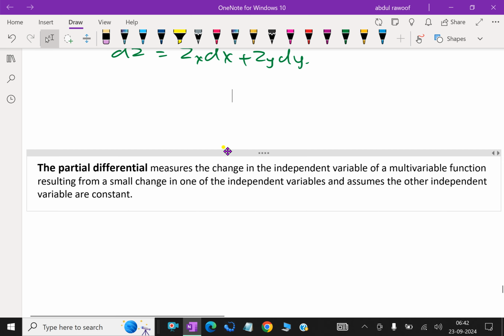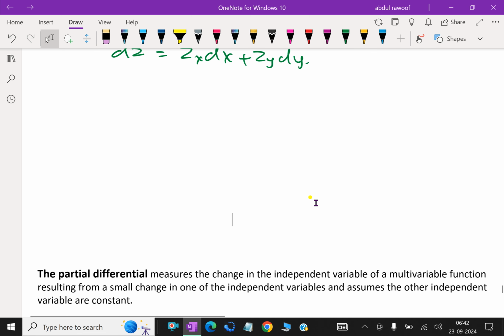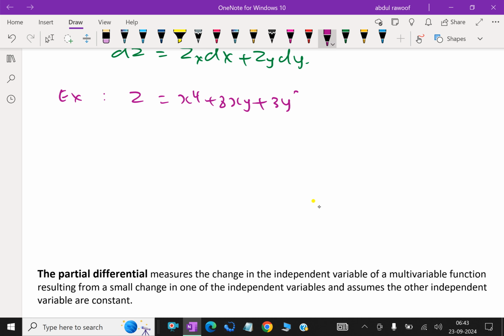Now look at one example to understand this concept easily. Let z equal x power 4 plus 8xy plus 3y cube. Now you have to find the total differential.